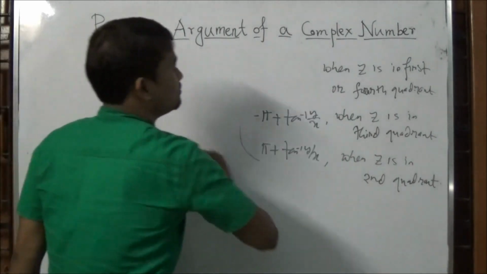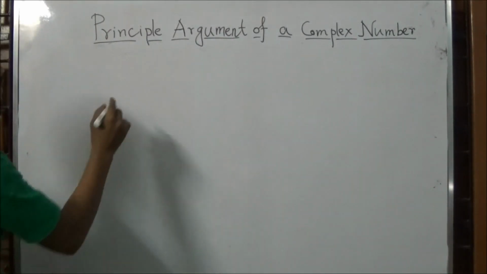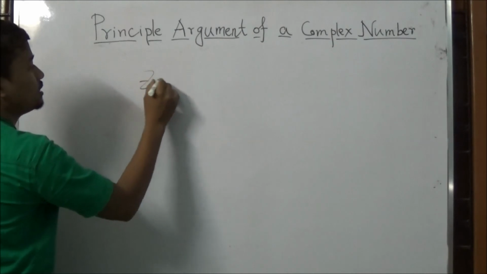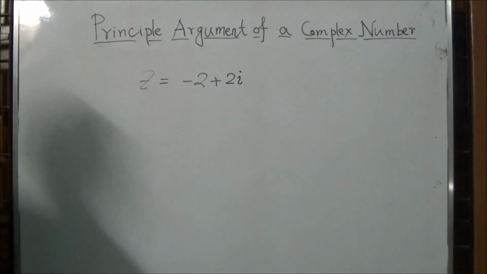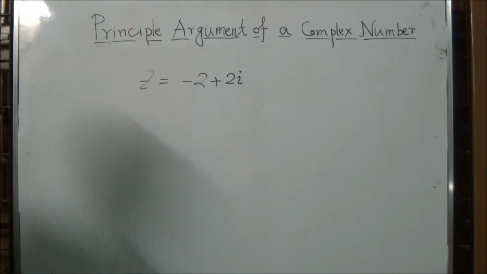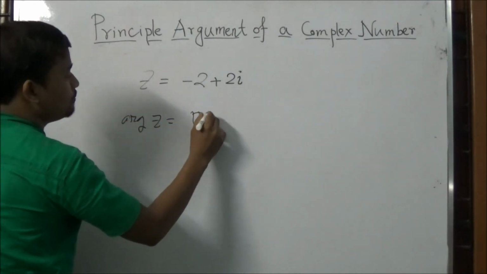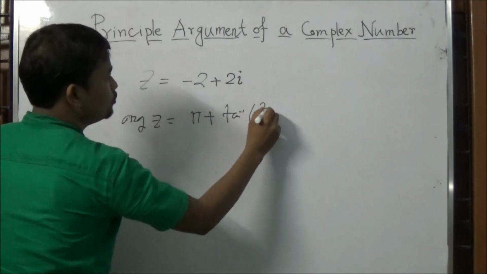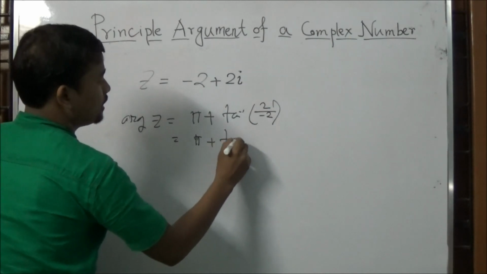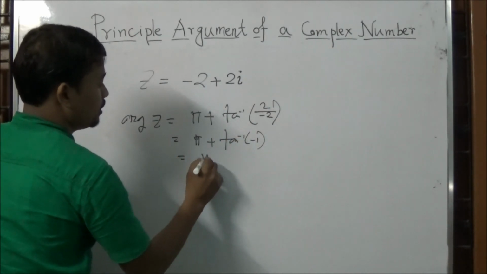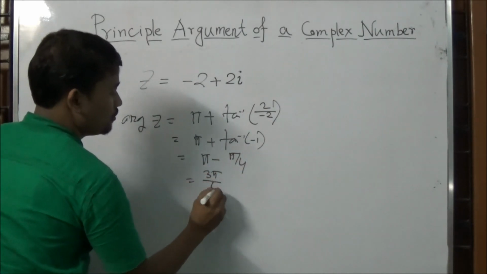Now let me give an example. Let us find the principal argument of the complex number z equal minus 2 plus 2i. Here the point (minus 2, 2) lies on the second quadrant. So argument z equal pi plus tan inverse 2 by minus 2 equal pi plus tan inverse minus 1 equal pi minus pi by 4 equal 3 pi by 4.